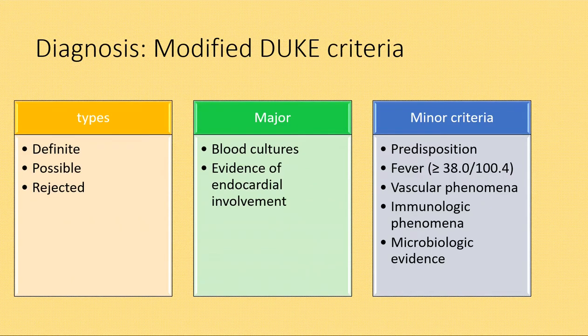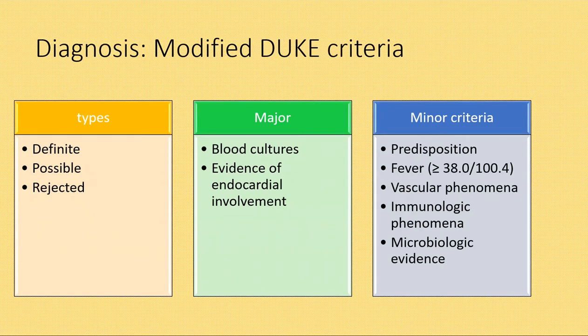So when we find major and minor criteria, those modified criteria are important because they give us the probability of having infective endocarditis. And it's going to give us three types: definite, possible, or rejected. Rejected meaning there's no way that could be infective endocarditis. Possible meaning it could be, and definite, definitely you have to treat it.